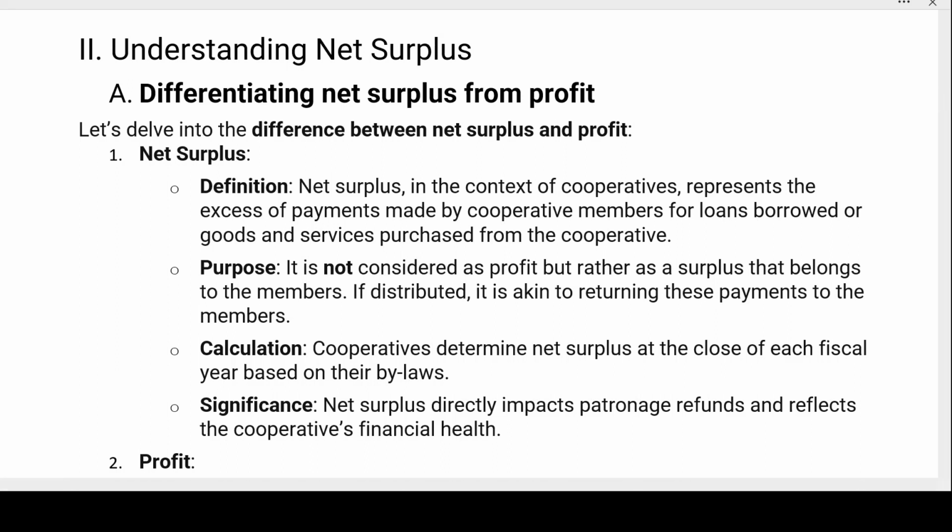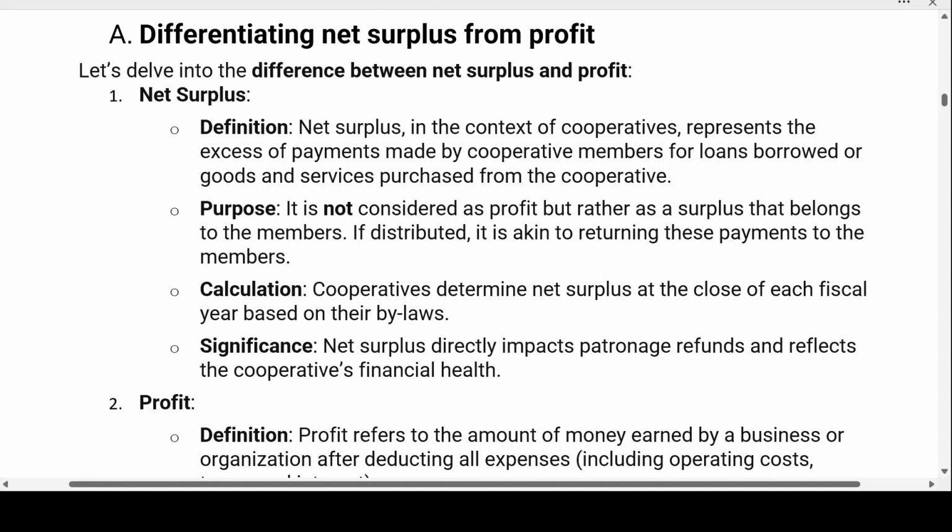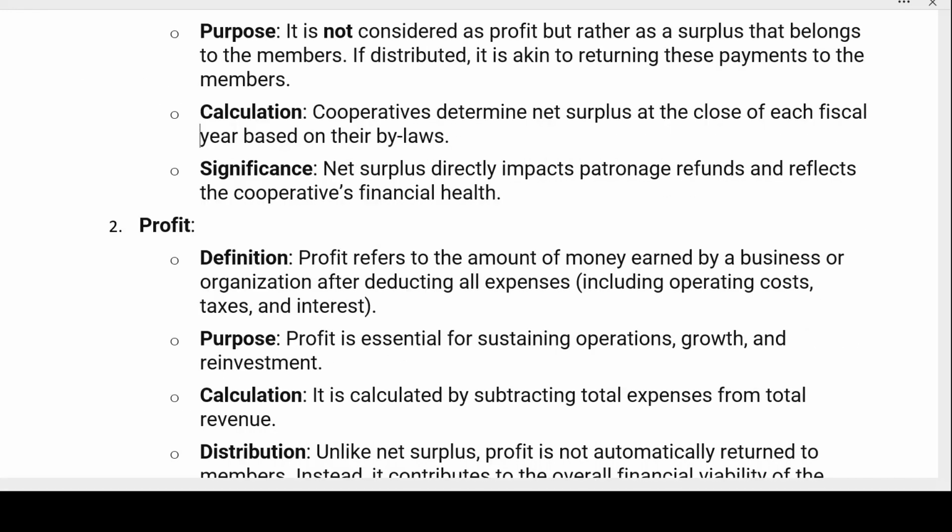Now, for the significance, the net surplus directly impacts patronage refunds and reflects the cooperative's financial health. For profit, unlike net surplus, profit is not automatically returned to investors. Instead, it contributes to the overall financial viability of the organization.